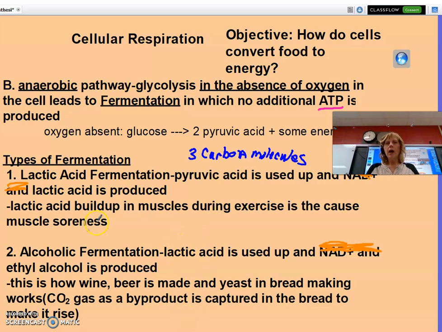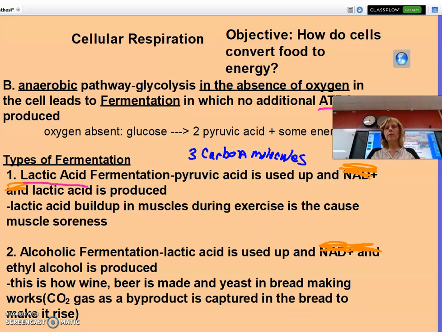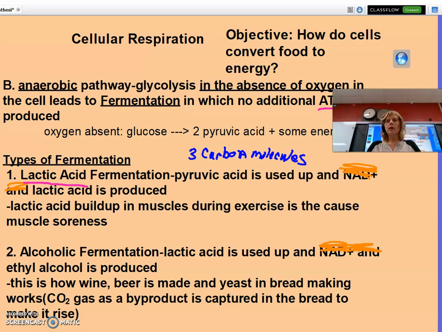But sometimes no matter how much you breathe in, it just seems like you can't catch your breath and you just can't get enough. Well, that can cause lactic acid fermentation. So pyruvic acid is used up, and NAD plus, and lactic acid is produced. Lactic acid buildup in muscles due to exercise is actually one of the things that causes muscle soreness.